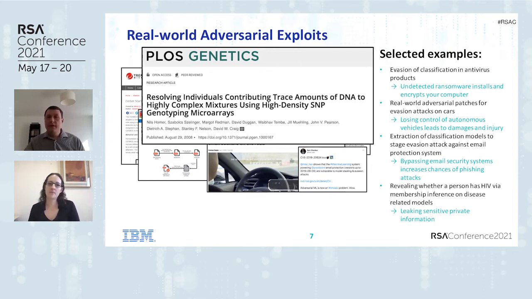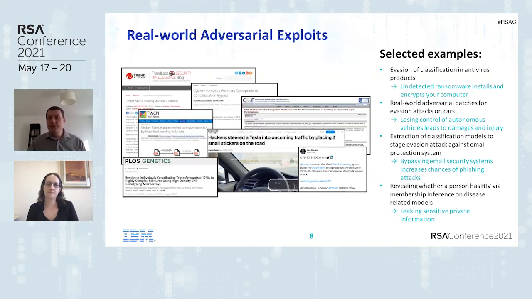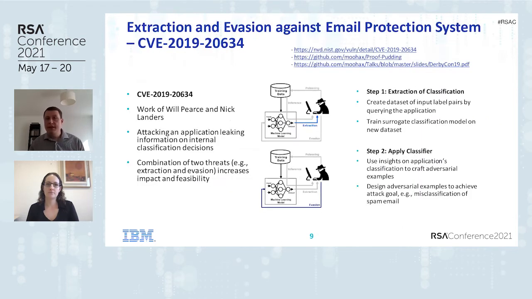Now, as we see, there's an increasing number of these real-world threats, there's also the combination of these threats. And here we would like to just quickly point to the vulnerability note that we are showing here. And we are listing three links which provide much more detailed information. But the reason why we find this vulnerability note so interesting is because it's demonstrating the combination of two threats, extraction and evasion, to increase the impact and feasibility of adversarial attacks.